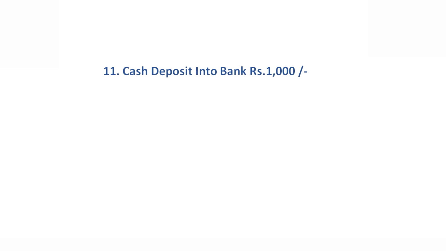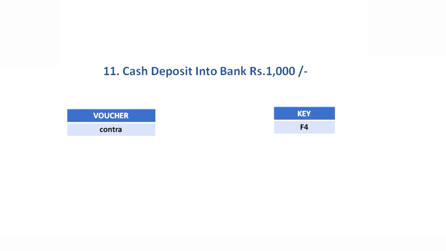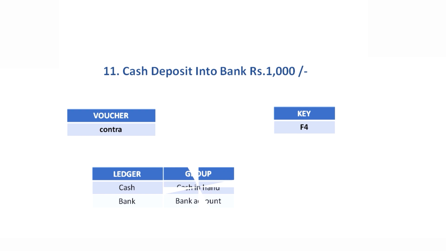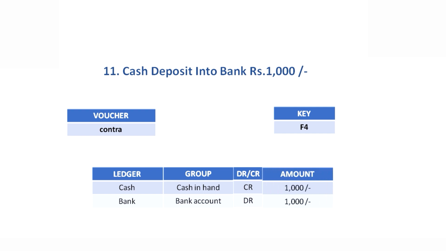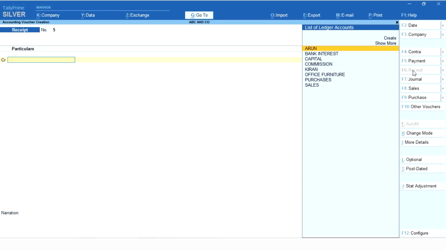cash deposited into bank rupees 1000. So we use contra voucher for this. Shortcut key will be F4. We require two ledgers, cash and bank, which is already available in our data. So no need to create any ledgers. So we credit cash and debit bank to pass this transaction with the value of 1000 rupees. So we go with contra voucher.